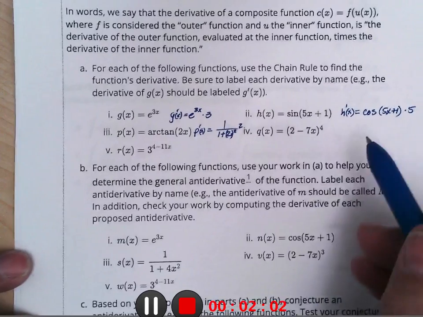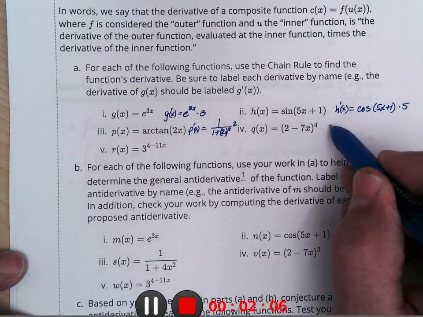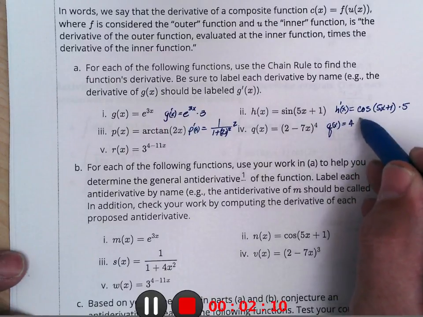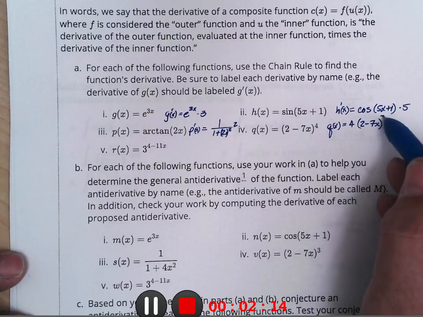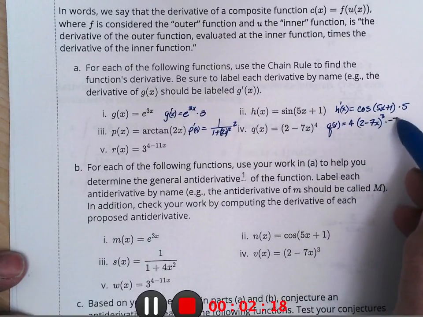If we have something to the fourth, the derivative is 4 times that something to the third times the derivative of the inside, which is -7. So that's something I want you to watch.